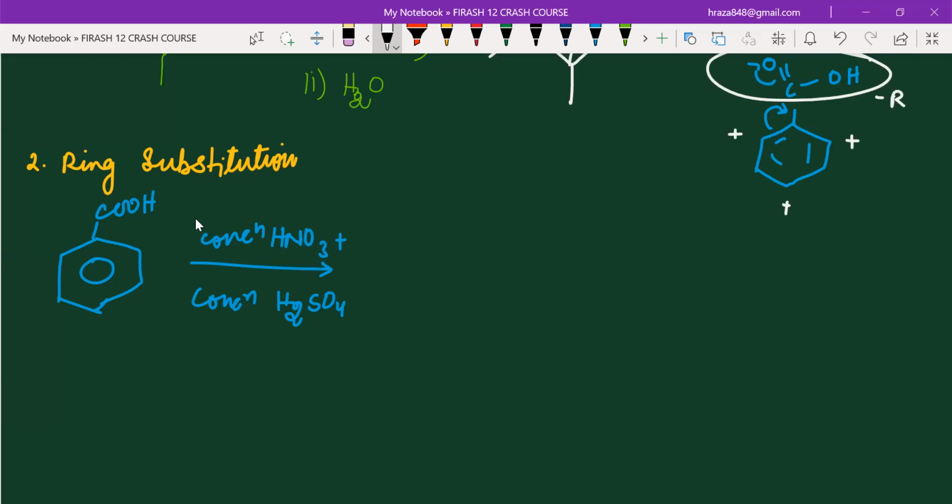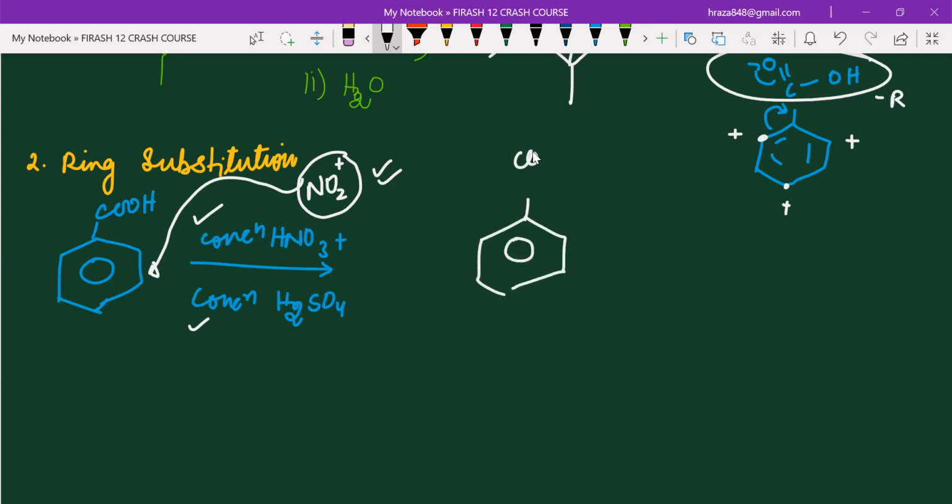And when you mix concentrated HNO3 and concentrated H2SO4, there will be formation of NO2 plus, which is an electrophile. So this NO2 plus will directly attack the meta position. It will not attack ortho and para because they already have positive charge, an electron deficiency center, an electrophilic center, you can say. NO2 plus is already an electrophile, so it will attack where electron rich species or nucleophilic centers are there. So it will attack on the meta position and form this compound.